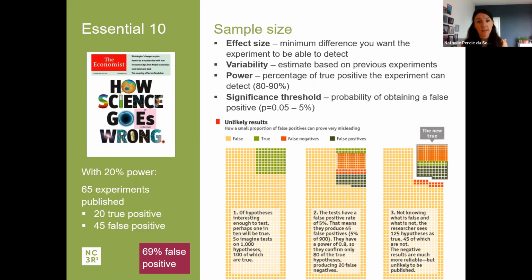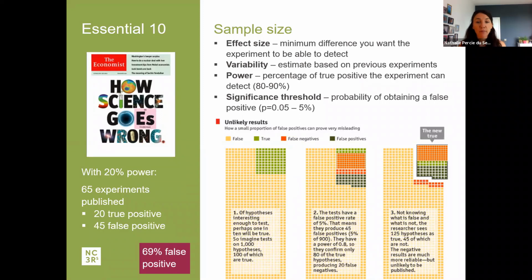So now if we take the same scenario of 1,000 hypotheses and we run these experiments with 20% instead of 80% power, let's see what happens. So out of the 100 experiments where there is a true difference to be detected, we will only detect 20. So we'll have 20 true positive studies and 80 false negatives. Then out of the 900 experiments where there is nothing to be detected, our significance level has not changed, it's still 5%. So 45 out of these 900 experiments are going to come back as false positive. So now, out of the 65 experiments that are going to be published in the literature with statistically significant results, nearly 70% are false positive.